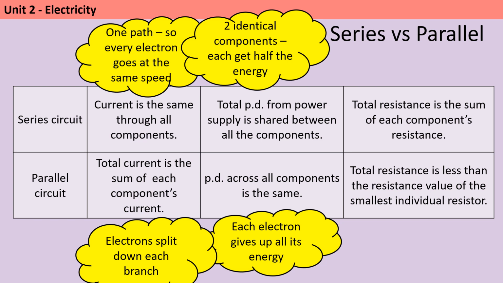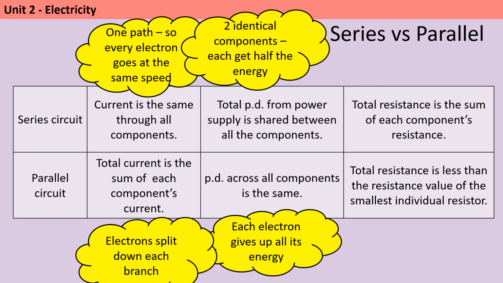Finally, if we were thinking about resistors, you should be able to describe that in a series circuit, to work out the total resistance, we're just going to add up those resistors. So say if I had 3 resistors and they each had a resistance of 2 ohms, then the total resistance would just be 6 ohms. You literally just add them together.